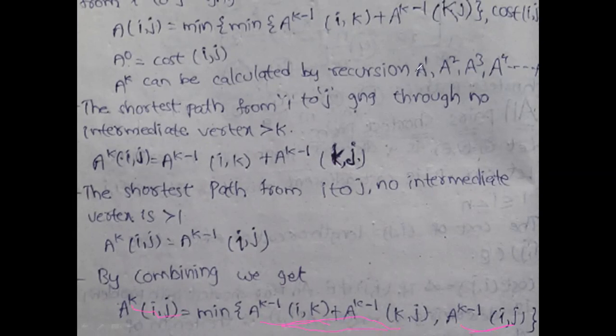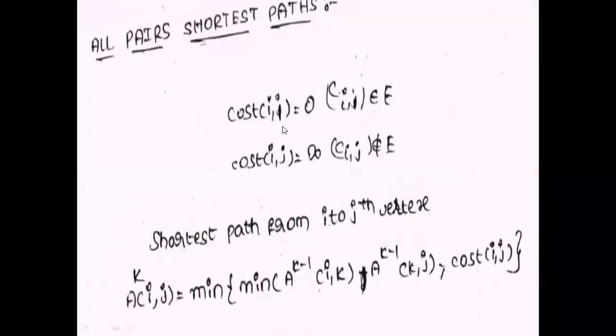So by using this formula, you are constructing an algorithm. In the algorithm you consider the cost of i comma j equal to 0 when i equals j. Suppose the edge is not present in the graph, then the matrix value is represented by infinity. Suppose the edge is present in the graph, then it is represented by the particular weight or cost of the edge.